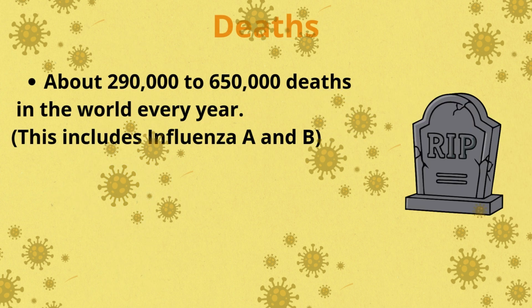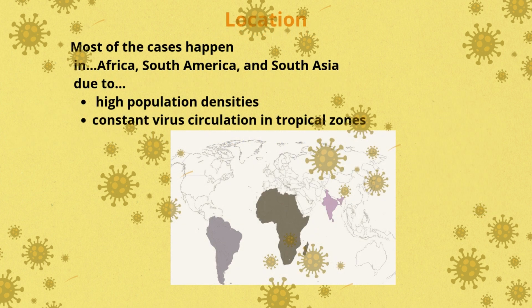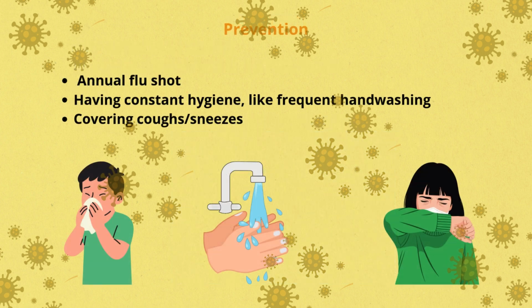Every year, influenza A and B together cause about 290,000 to 650,000 deaths worldwide. Most of the cases happen in Africa, South America, and South Asia due to high population densities and constant virus circulation in tropical zones. Some ways to prevent influenza B are to get your annual flu shot and maintain constant hygiene, like frequent hand washing and covering your coughs and sneezes with your elbow or a tissue.